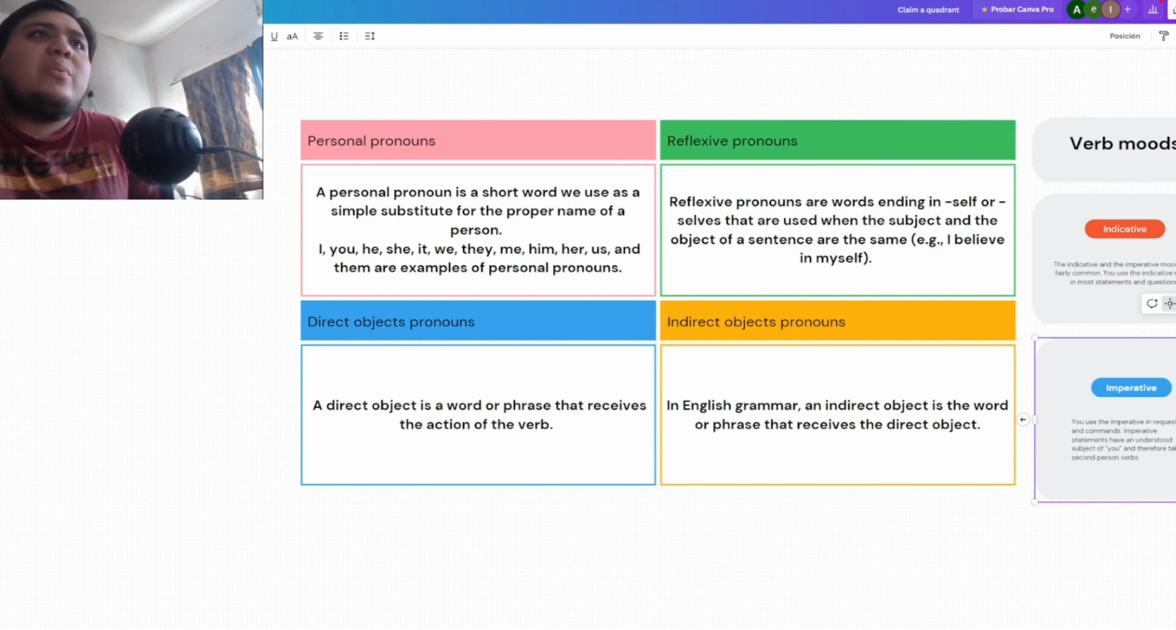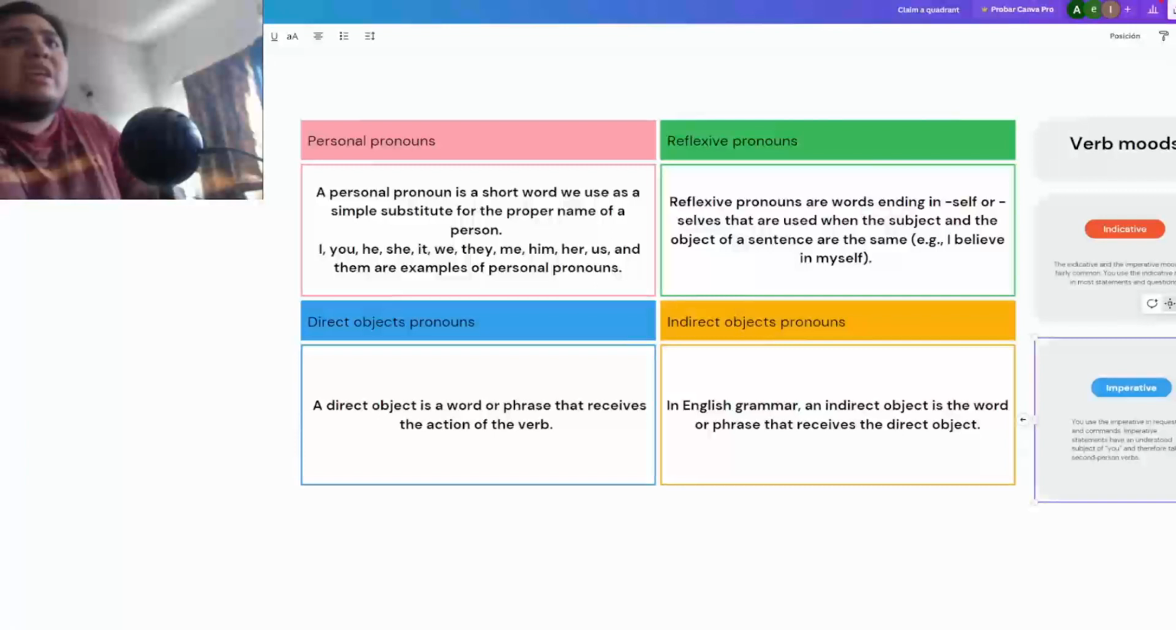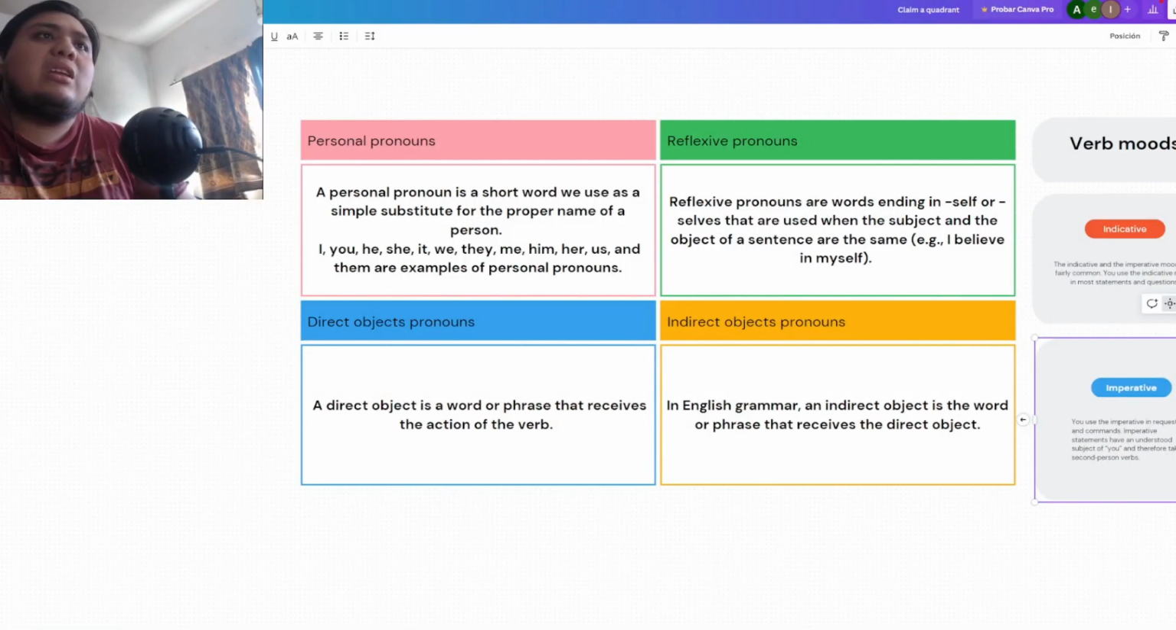Now, reflexive pronouns. Reflexive pronouns are words ending in self or selves. These are used when the subject and the object of a sentence are the same, like believe in myself.